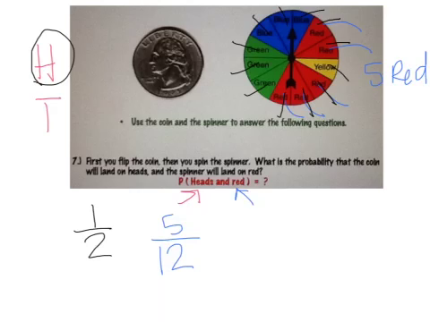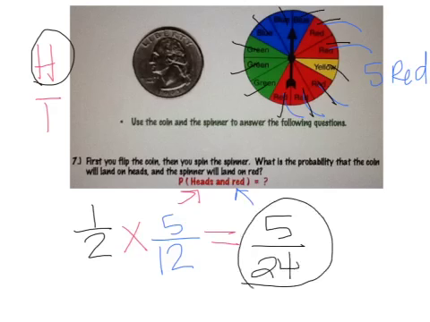Now, when I look back at my question, it said, what was my chance of getting heads and red? I want these things to happen together. So I'm going to multiply those two fractions. Again, when you multiply fractions, you go straight across. 1 times 5. Then I'm going to go straight across the bottom. 2 times 12. So my final answer, the chance of getting heads on the coin and red in the spinner, I have a 5 out of 24 chance of making that happen.